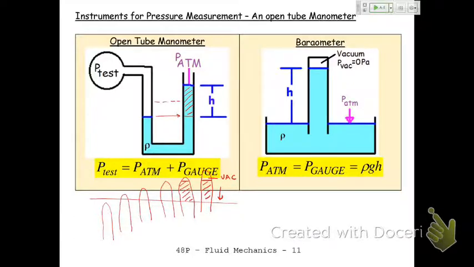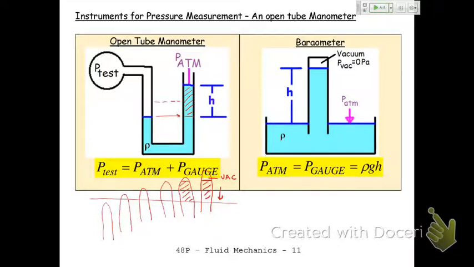No gas particles to speak of, no pressure pushing down, just an empty space. So now, for this, my atmospheric pressure is equal to the height of my column of liquid times rho times g. So this is a way of measuring the atmospheric pressure. It's really quite nice.